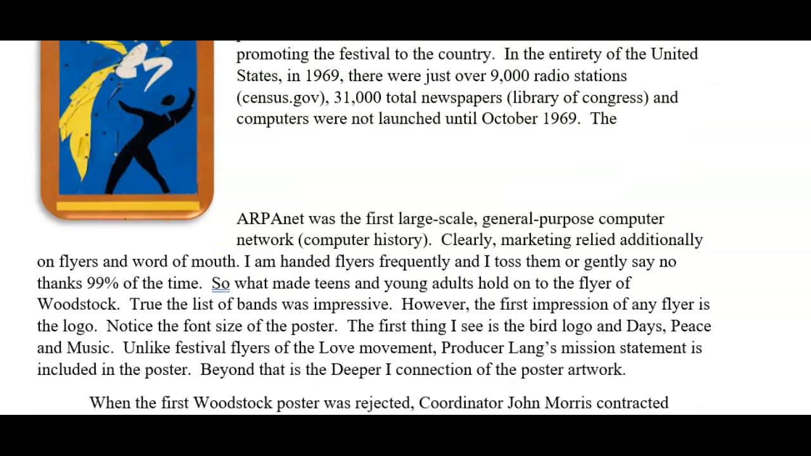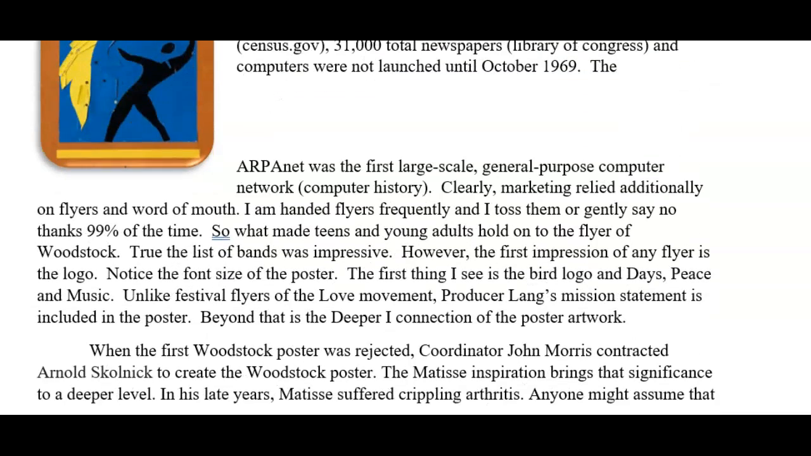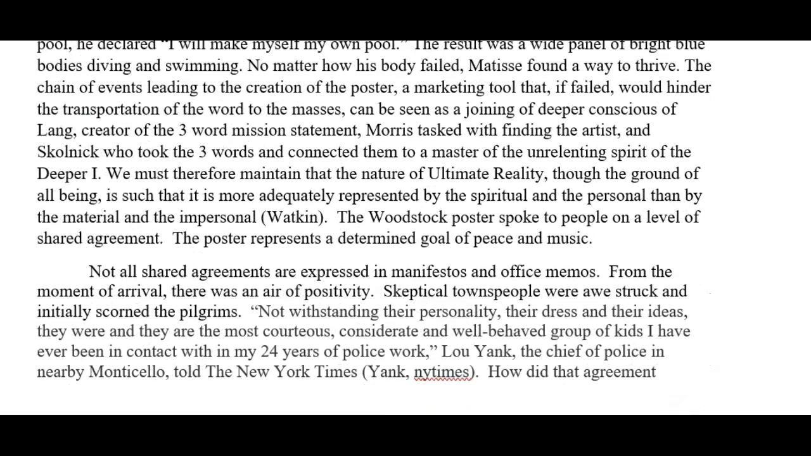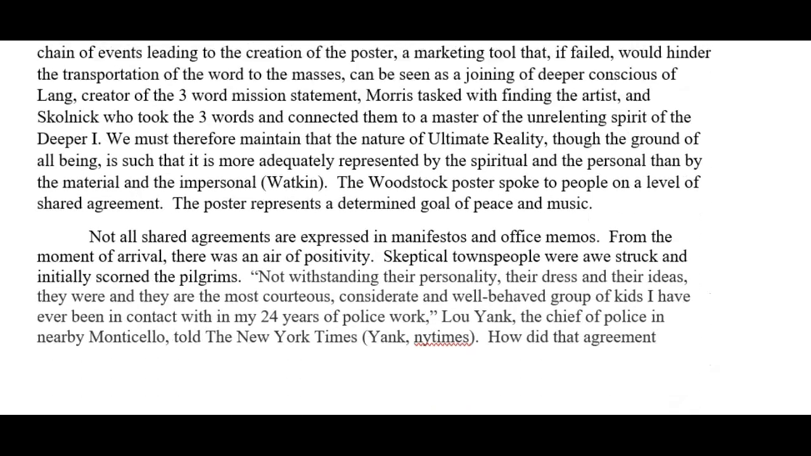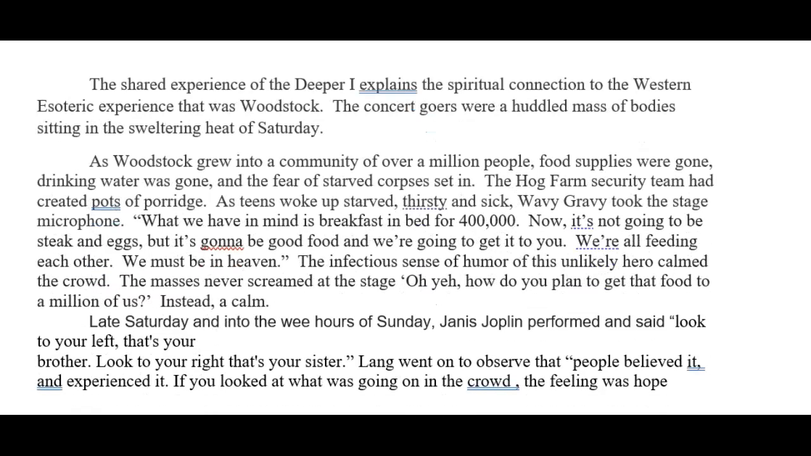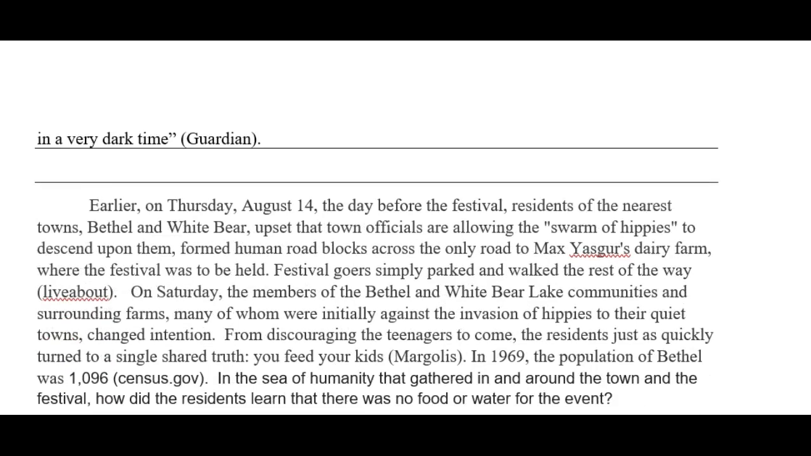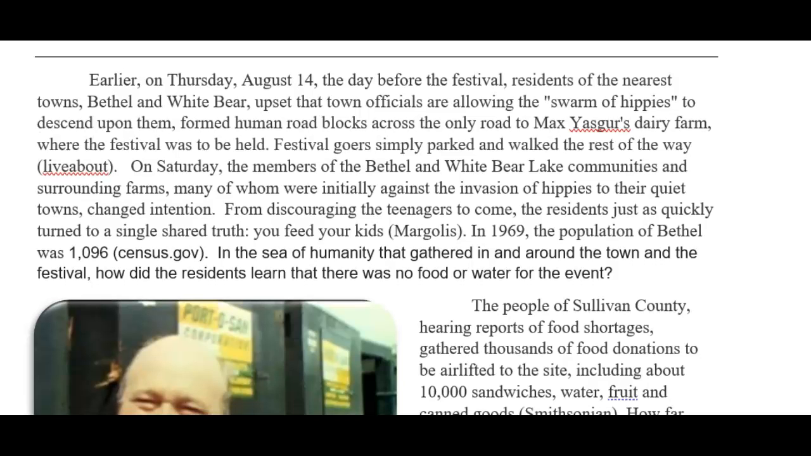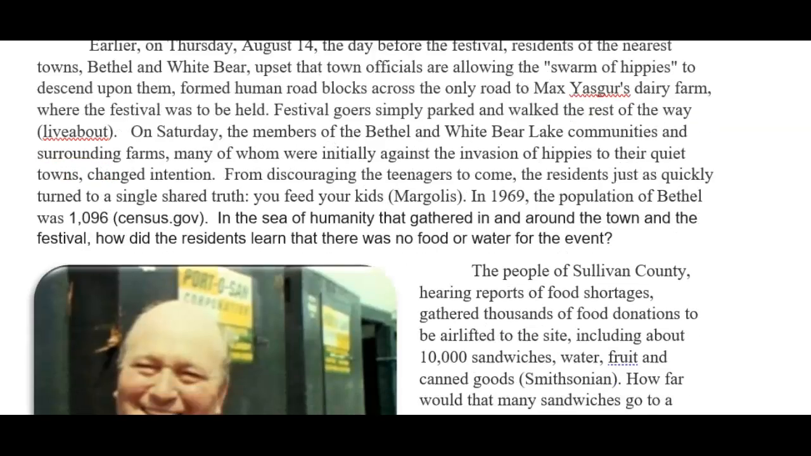And then this is all the stuff about Matisse, who inspired the poster. More stuff. Shared agreements. Then the spiritual, this is section 3 of that whole spiritual philosophy. And this is the deeper I, which then again goes to the deeper we. And now I've put together a theory that combines different things into a theory of my very own. And that's so much fun to do.